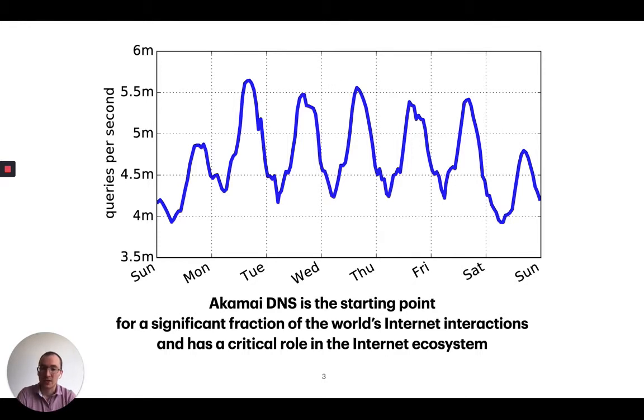And therefore, we view it as having a critical role in the internet ecosystem, because if anything were to happen to Akamai DNS, if it were to go down, a large portion of the internet would not be available. Therefore, we take great care to make sure that Akamai DNS is always available, and we, in particular, design our systems to be highly resilient to failures of any kind and attacks that we may experience. And that's primarily what I'm going to talk about today.